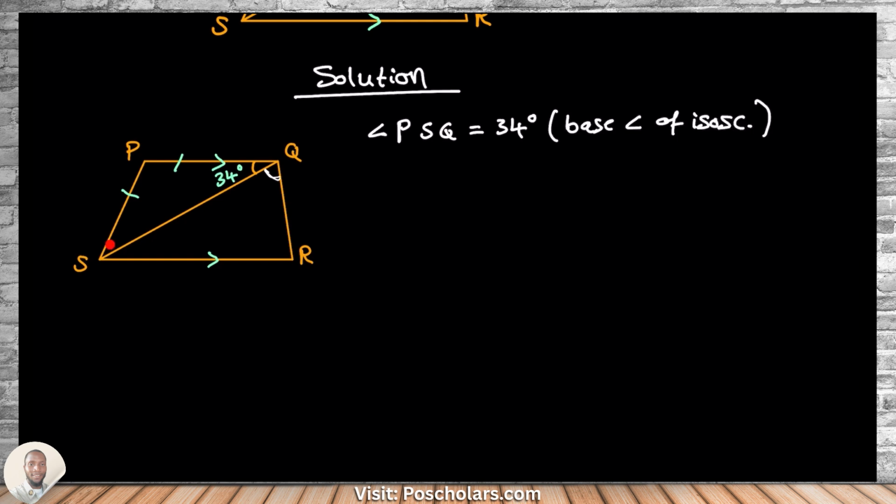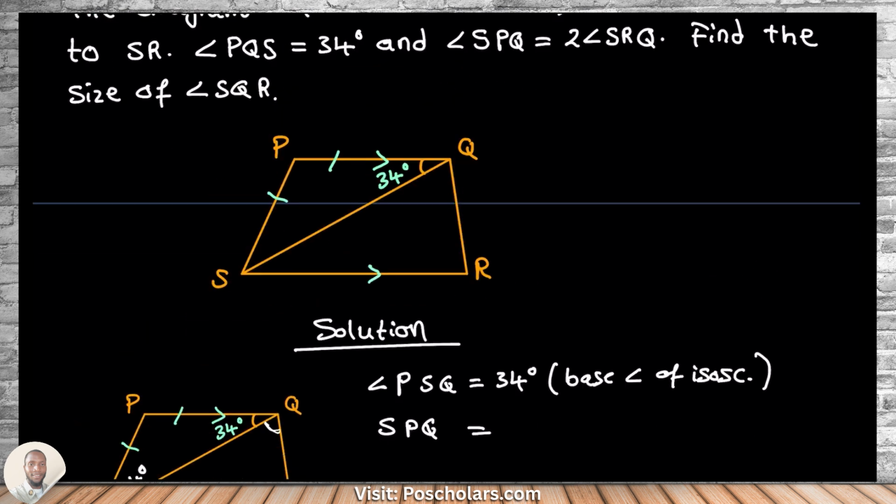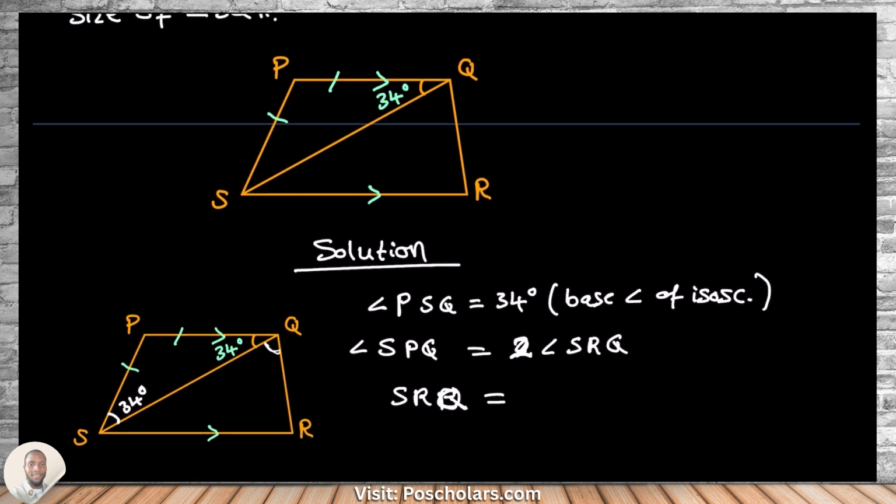Now, since we have gotten the value of this angle as 34, we'll write it here, 34 degrees. Another condition we are given is that SPQ is equal to 2 times angle SRQ. So I'll write angle SPQ is equal to 2 times angle SRQ. What does that mean? It simply means if SRQ is equal to x degrees, then SPQ will be equal to 2x degrees. So we can depict that there. This angle here will be 2x. This angle is 2x, while this angle is x degrees. So just write the x degrees.